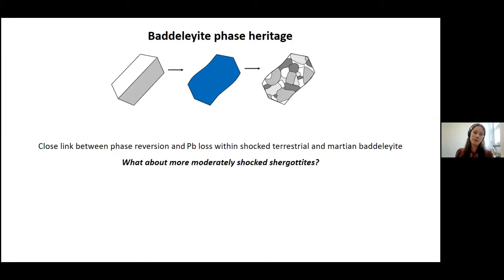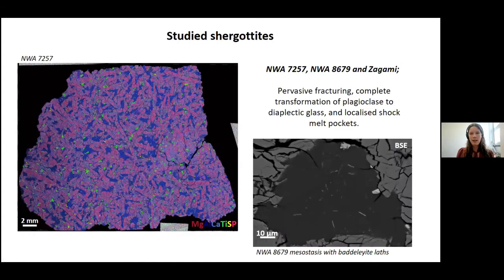However, as you heard earlier, NWA 5298 is actually on the very high shock end of shergottites, particularly in terms of post-shock temperatures. So what role does phase reversion play in affecting uranium-lead isotope systematics within more moderately shocked shergottites? And to what degree can baddeleyite ages be reset within these lithologies? That's what we're going to investigate today. To do this, I've looked at a number of shergottites, but I'm going to focus on four.